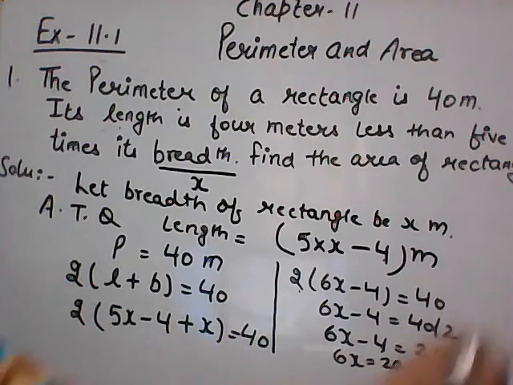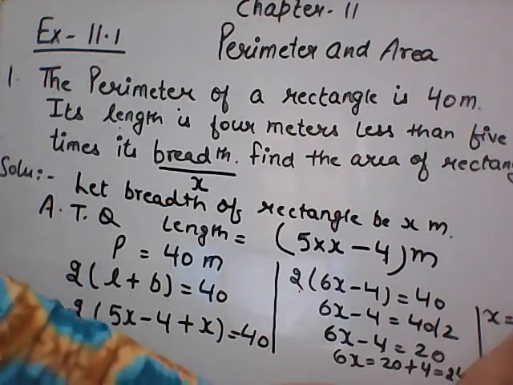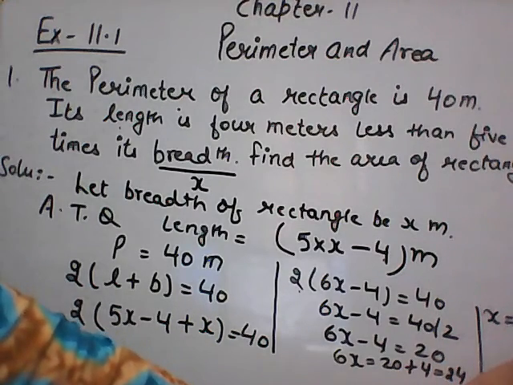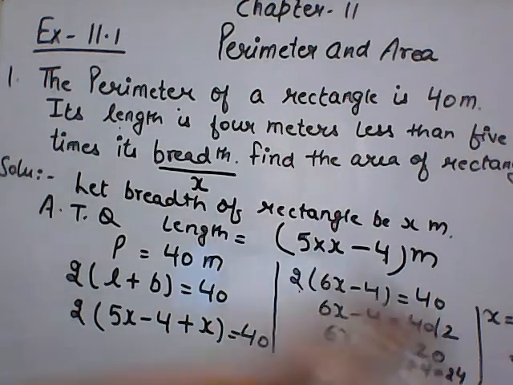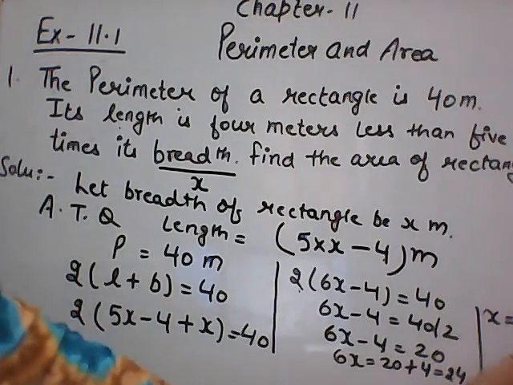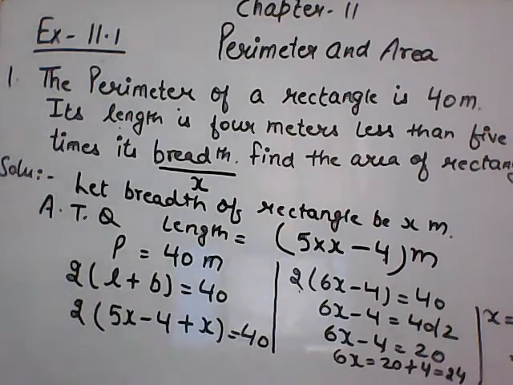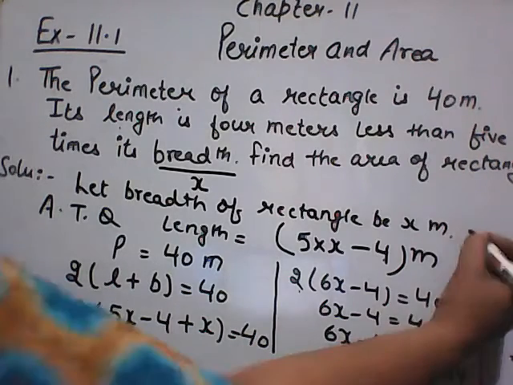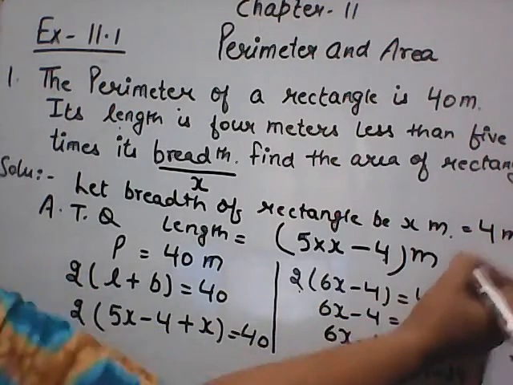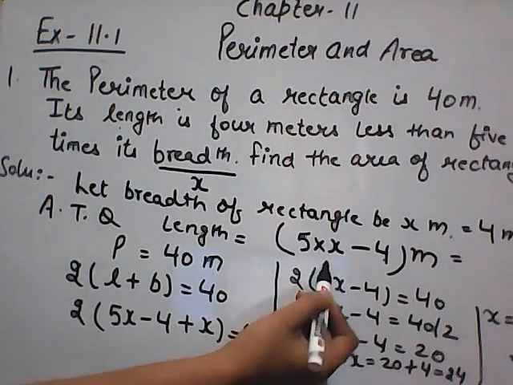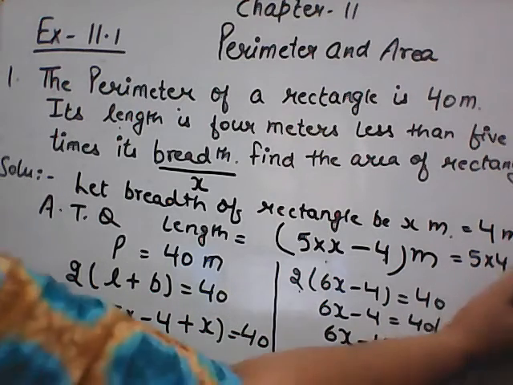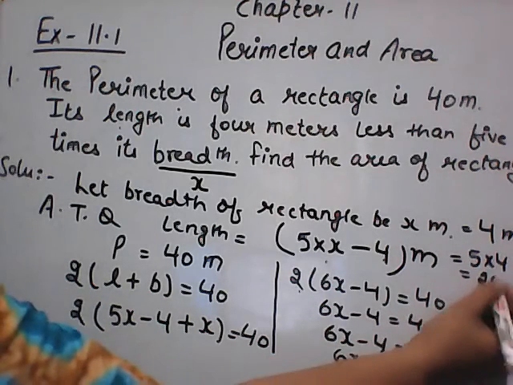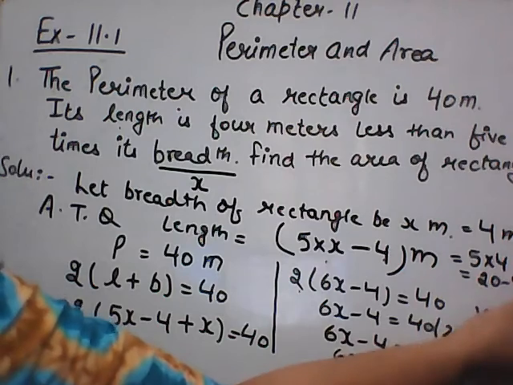Now x becomes 24 divided by 6. 6 fours are 24. In this way, breadth is 4 meter. Now length can be calculated by putting the value of x in length: 5 multiplied by 4, the value of x, minus 4. 5 fours are 20, and 20 minus 4 is 16 meter.